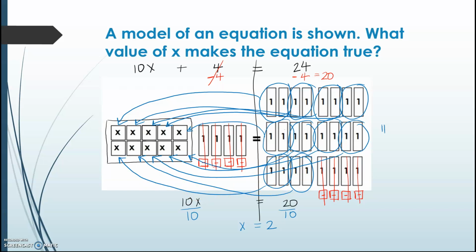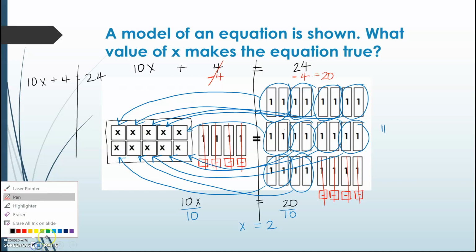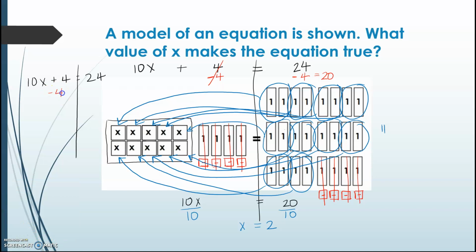All right. So that is the model piece. If I go back and look at just my solving piece, so 10x plus 4 equals 24, okay? So I look at what I had to do first, right? I added the negative 4, so I took the 4 away from each side, right? So that gave me 10x equals 20. And then I divided both sides by the number with x. I divided by 10, so x was 2.